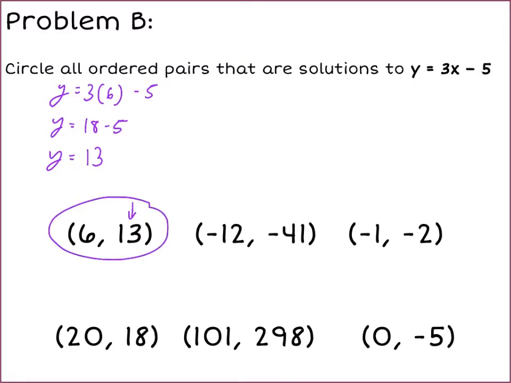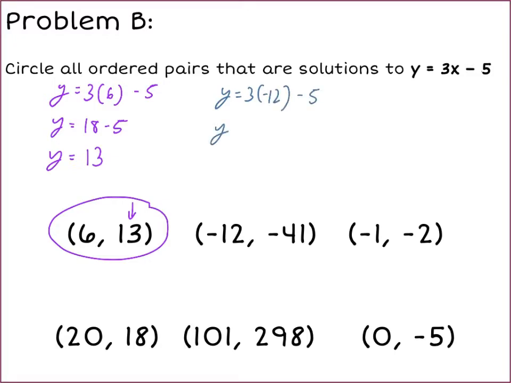Now let's try it with the next number, which is negative 12. In this case, we're going to use the same linear equation. We're going to take our y equals 3. This time we're going to plug in negative 12, because that's the number we were given, minus 5.